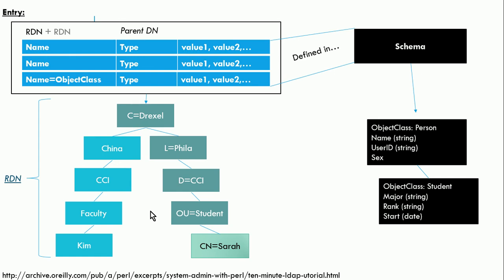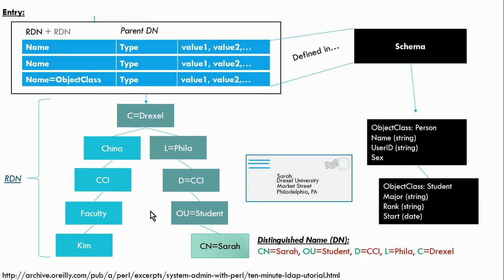And you can see here we're starting to see some of the syntax with LDAP, where each one of those has a letter for the RDN. So if I were trying to find somebody by sending a letter, usually there's a hierarchical structure in how you address a letter. So Sarah at Drexel on Market Street in Philadelphia, PA. We also use the same type of address in LDAP.